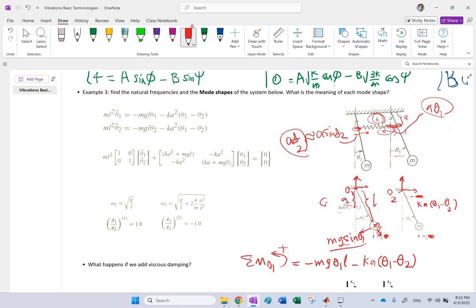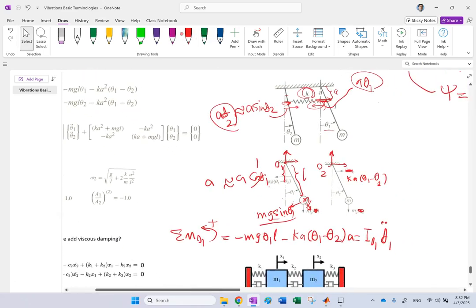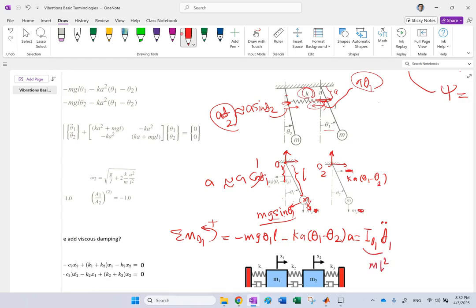Or you can say it's A cosine theta 1, but since angle is small, cosine theta 1 is simply 1, so it is approximated by A. So I multiply it by A. Now this is equal to I of this pendulum about O1 times theta 1 double dot. Good. And since it's a concentrated mass at distance L, I about O1 is going to be m times L squared. So this is my governing ODE.